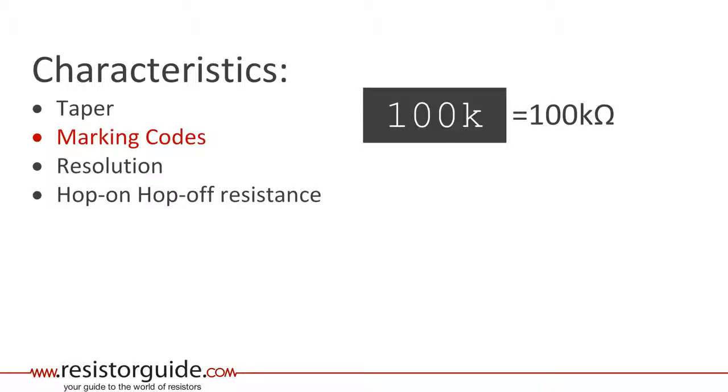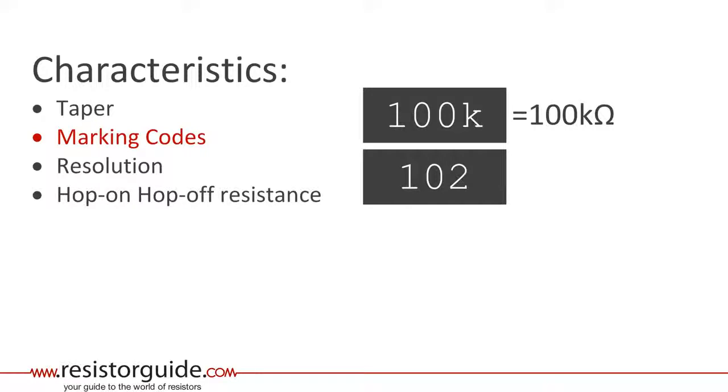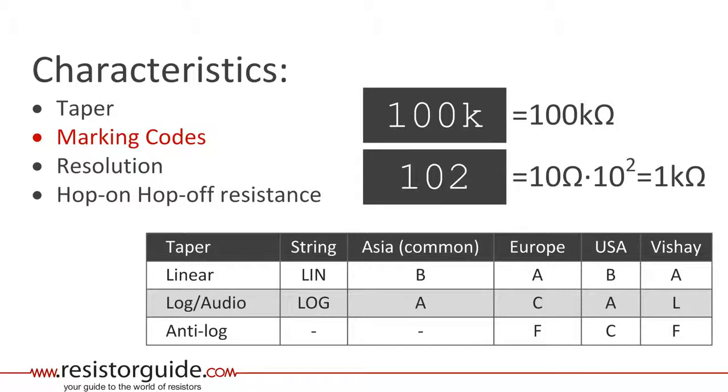Also, other marking systems are used, such as the SMD marking with 3 digits. In this case, the first 2 digits indicate the resistance value, and the third the multiplication factor. So 10 ohms times 10 to the power of 2 is 1 kiloohm. The taper is marked with a number, which is different according to the part of the world. A good practice is to check the value in the taper by measurement.